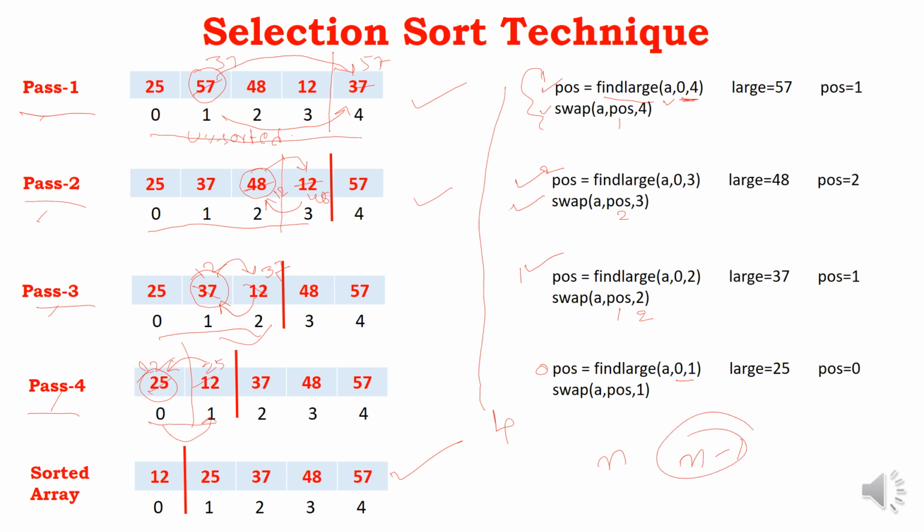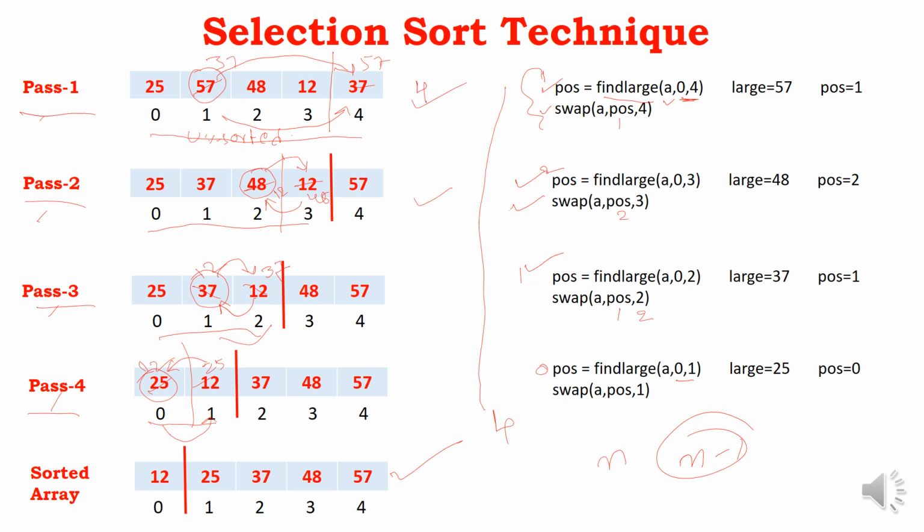Every time is said to be a pass, and in every pass we find the largest element and the largest element is swapped with the last element, so that the array consisting of n number of elements will get sorted in n minus 1 passes.